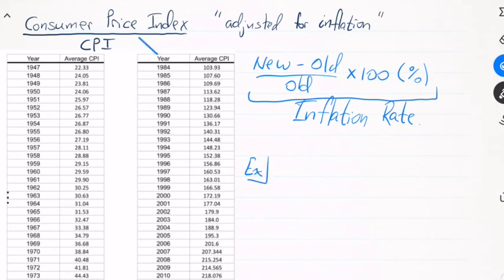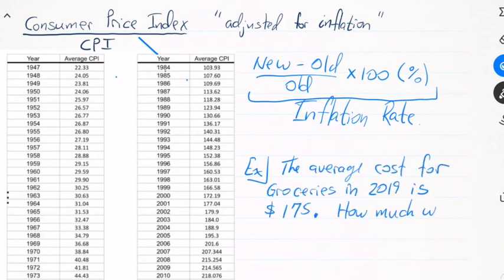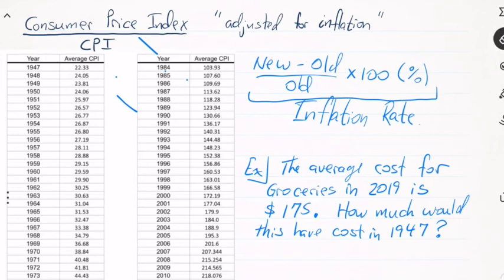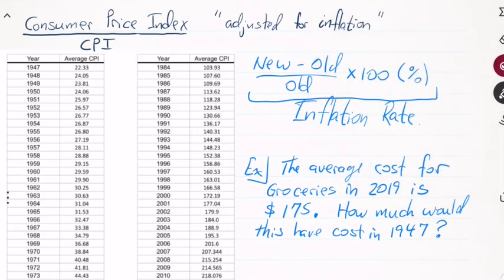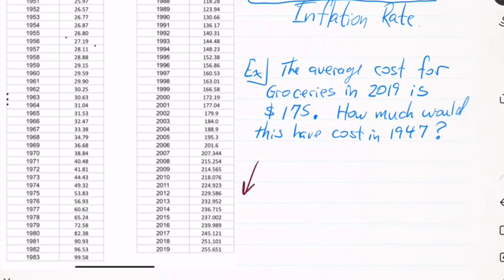So what is the inflation rate per year based off of these numbers? So for example, I know the average cost of groceries in 2019 is about $175 a week. And what I'm interested in is, adjusted for inflation, how much would these groceries have cost way back in 1947? So on the table, we're going to be looking at this number way down here. And generally in my problems, I just tell you what the CPI is, and I don't use the table values, I just randomly choose some numbers. But it all works basically the same.